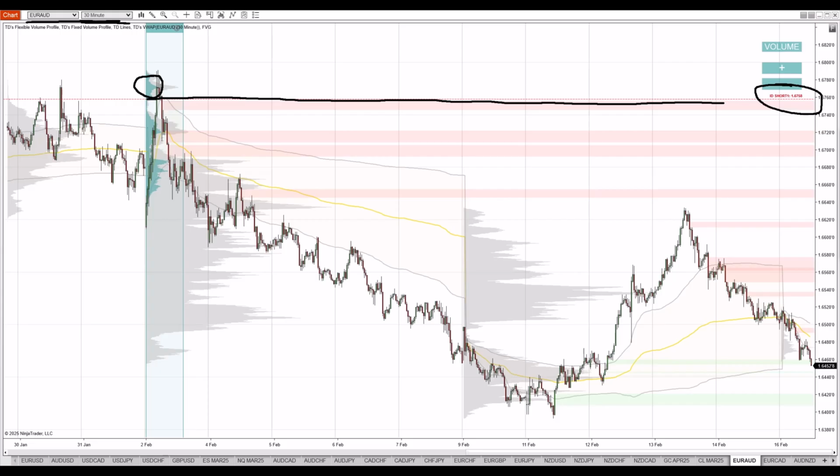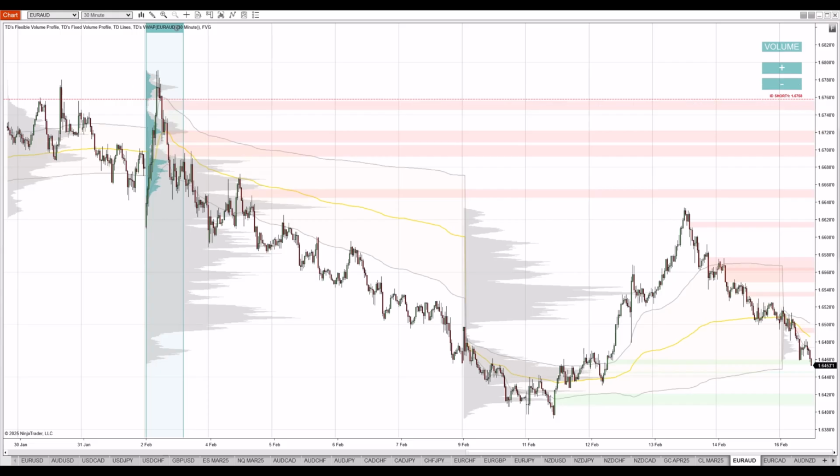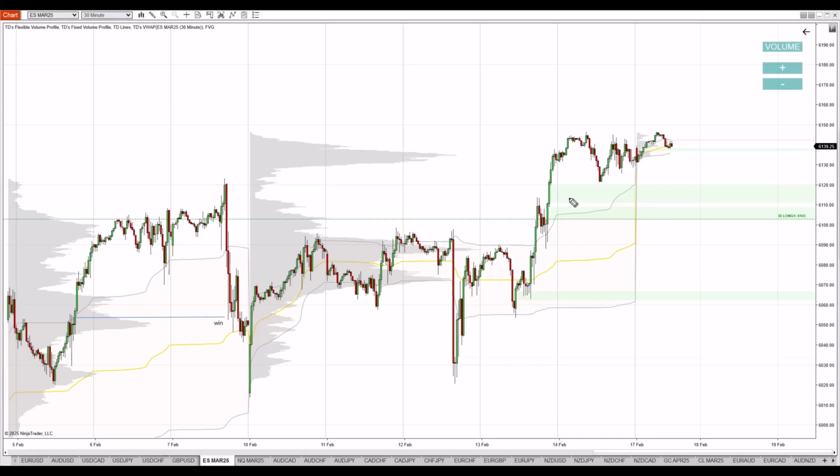Alright, so this was the little recap, and now let's talk about some current levels. And let me start with the ES. On the ES, I want to talk about this long level. It is at 6,103, and it is based on this strong buying activity which occurred on Thursday.